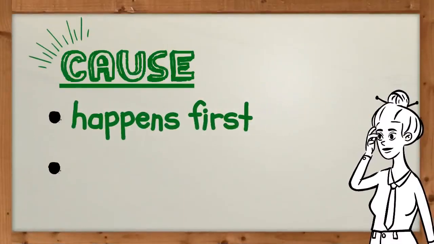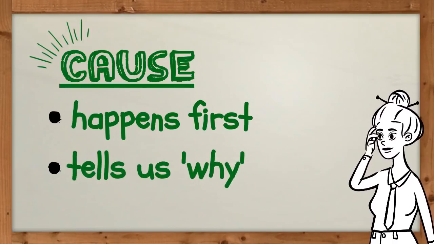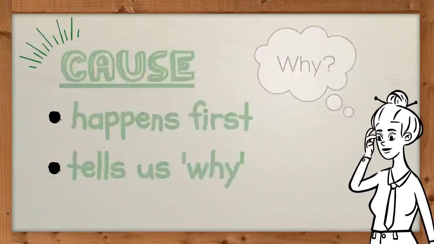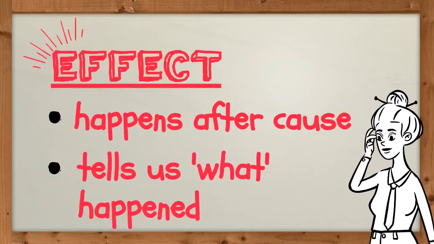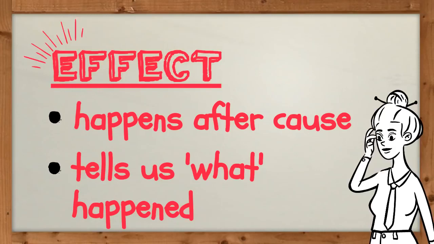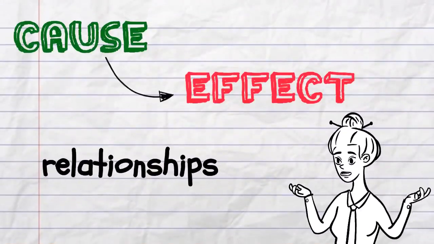A cause happens first. It's why something happens. To find the cause, ask, why did this happen? An effect happens after the cause. It tells us what happened. Let's look at some cause and effect relationships.